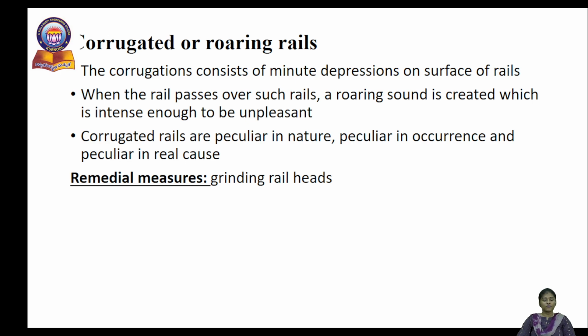What is meant by a corrugated or roaring rail? Corrugations are nothing but undulations or minute depressions which occur on the surface of the rails. Whenever a train passes over such uneven or undulated rail sections, a roaring sound is created which is intense enough to be unpleasant. Corrugated rails are peculiar in nature, peculiar in occurrence and peculiar in the real cause. The remedial measure for corrugated or roaring rails is simply grinding the rail head.